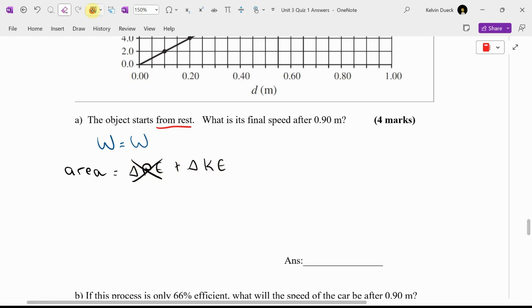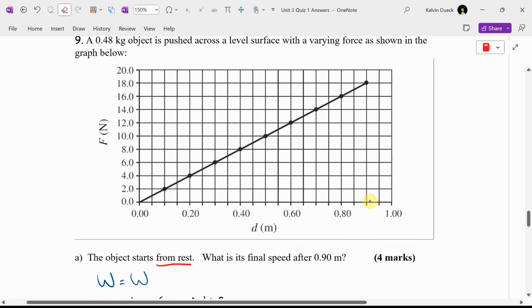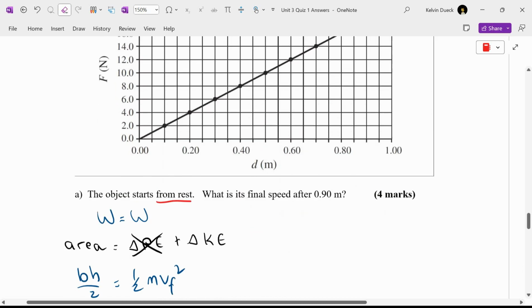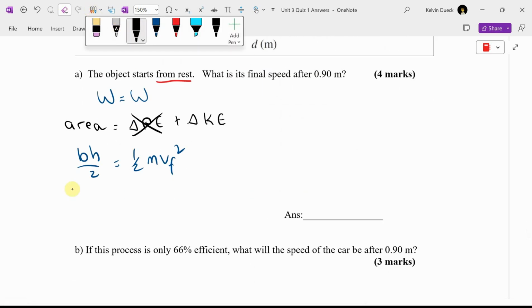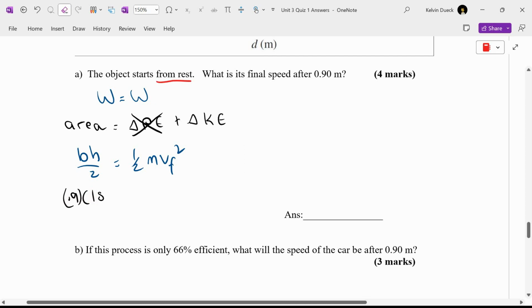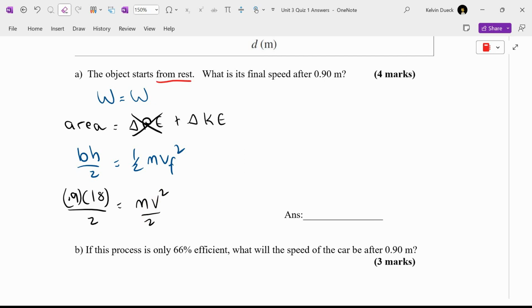What's the area? The area is going to be base times height divided by 2, and that's going to be a half mv final squared. Why didn't I bother writing minus a half mv initial squared? What's the area? What's the base? 0.9. What's the height? 18. So it's going to be 0.9 times 18 divided by 2. That equals mv squared over 2, or a half mv squared.